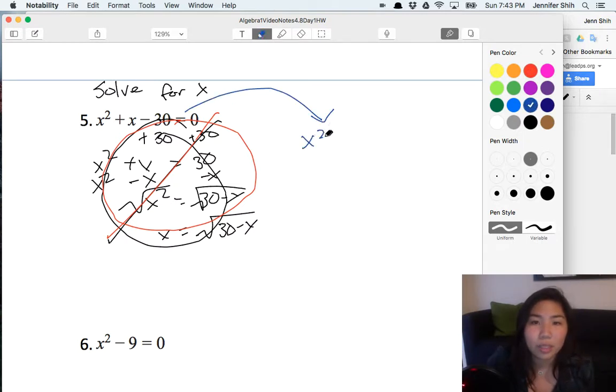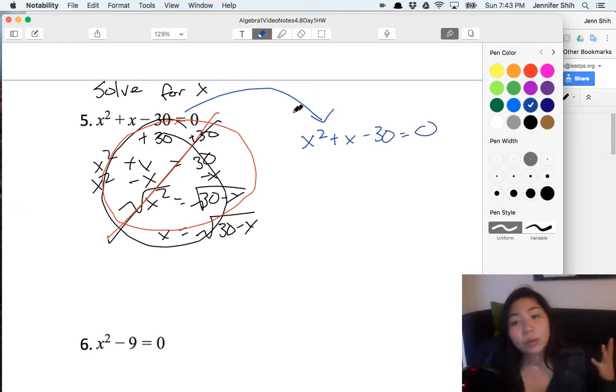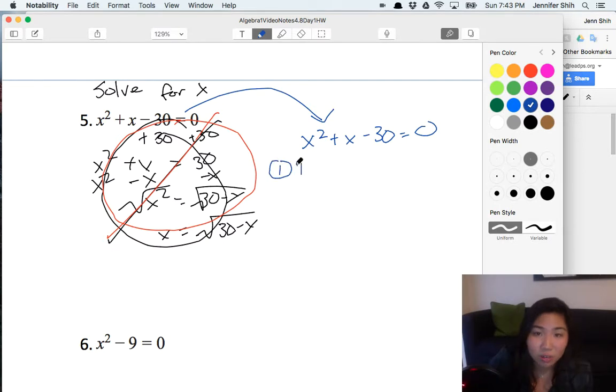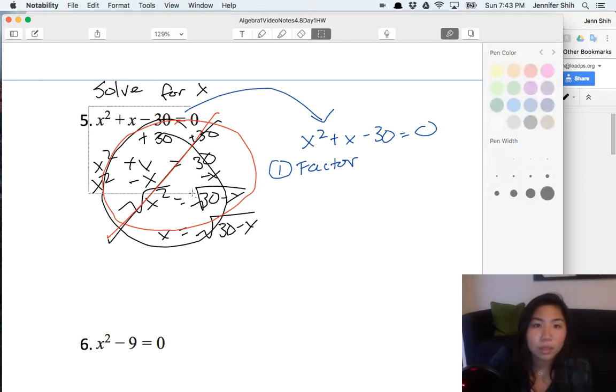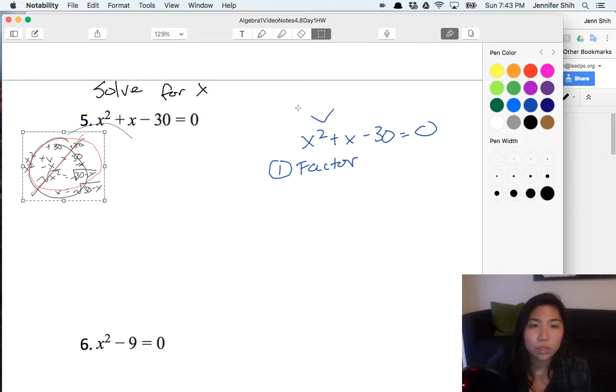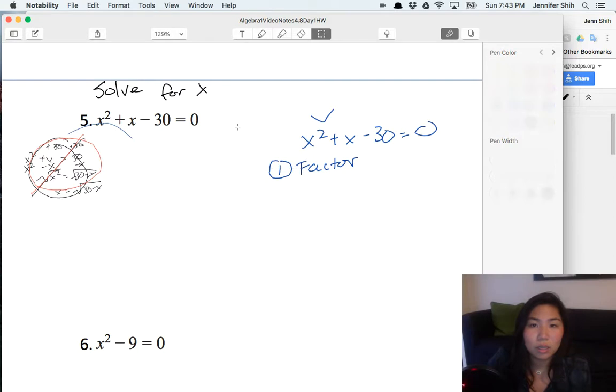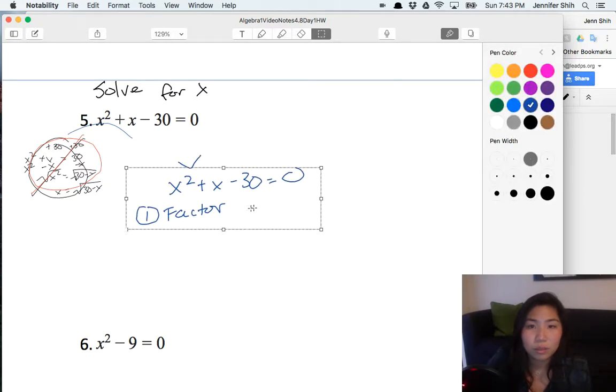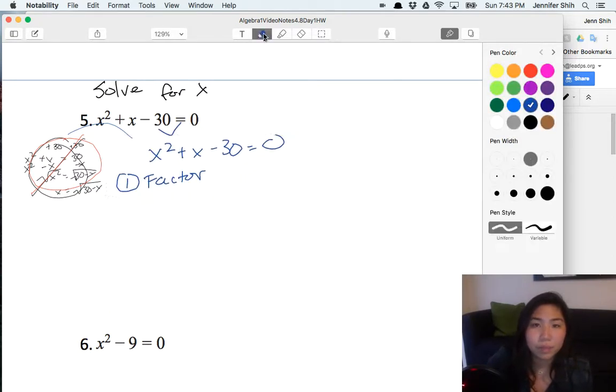Okay, x squared plus x minus 30 is equal to 0. Well, what I'm going to do in this case is I'm going to factor first. So factor. To do this, in my scratch paper, here's what I'm going to do. I'm going to make this all smaller, show you what not to do, and then I'm going to move this over. Okay, because over here, I'm going to put my scratch work.